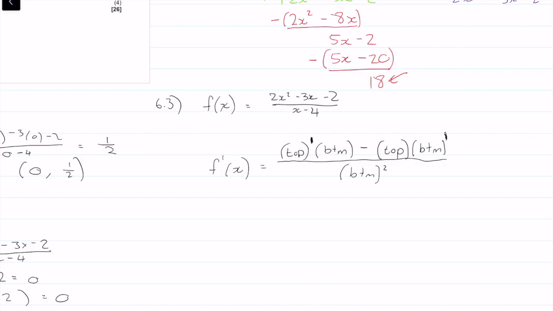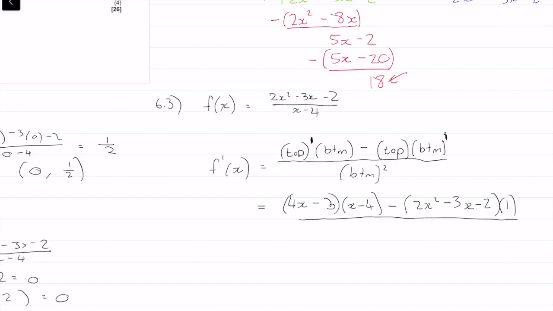Let's just leave that in actually. Okay, so what is the derivative of the top? That is equal to 4x minus 3, and then we leave the bottom, which is x minus 4, minus the top, which is 2x squared minus 3x minus 2, times the derivative of the bottom, which is just 1. That is all over the bottom squared, which is (x minus 4) squared. Okay, so that is my derivative.